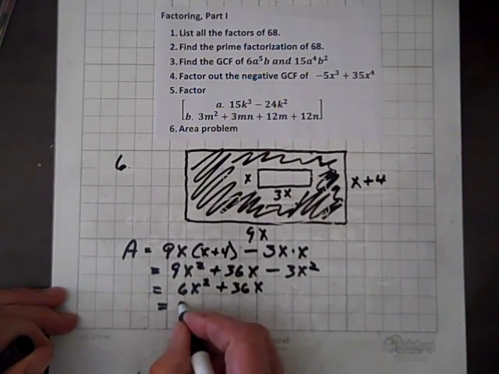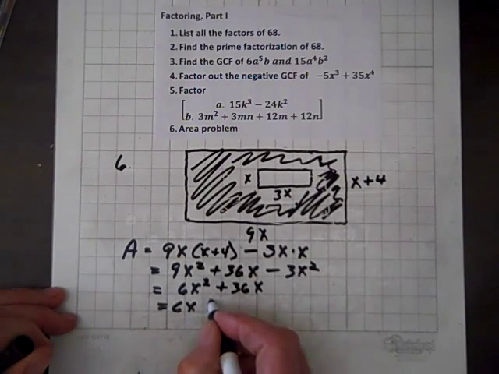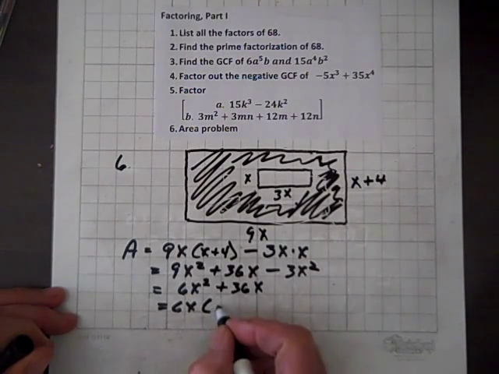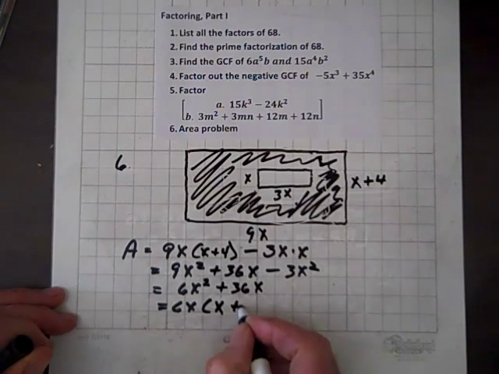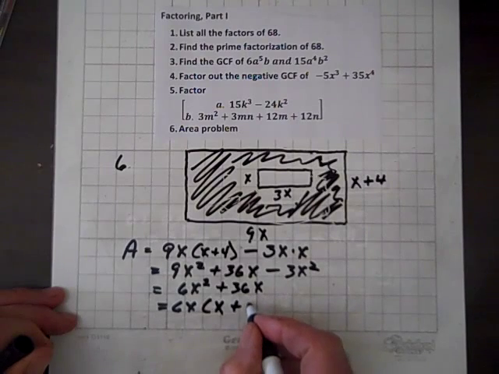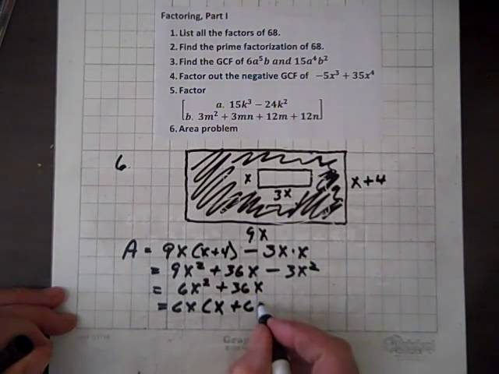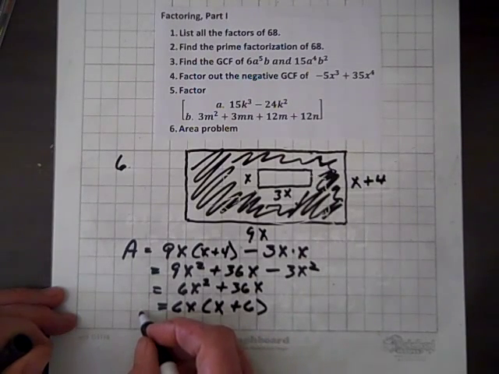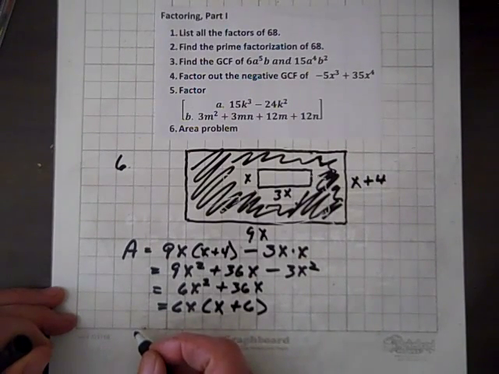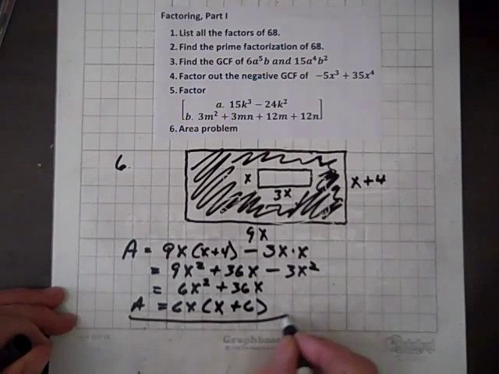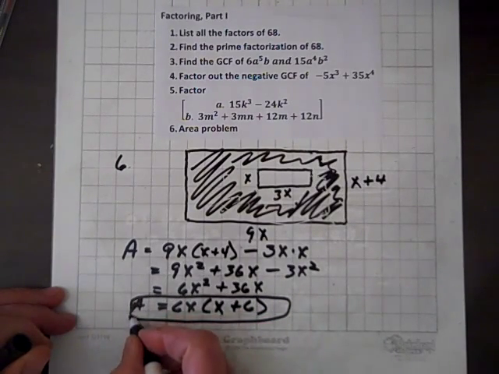So that's going to be 6x. And 6x times what is 6x squared? Well, the remaining factor will be x plus 6, since 6 times 6 is 36, and the x is already accounted for. And there we have the area of our shaded region, and we are done.